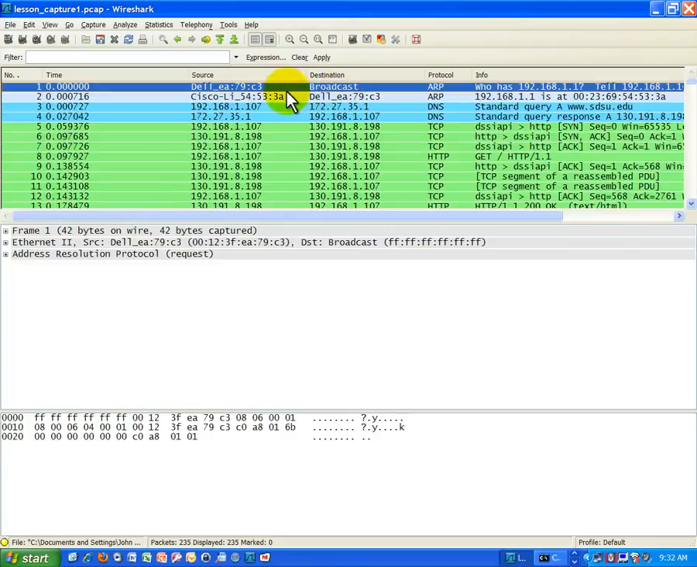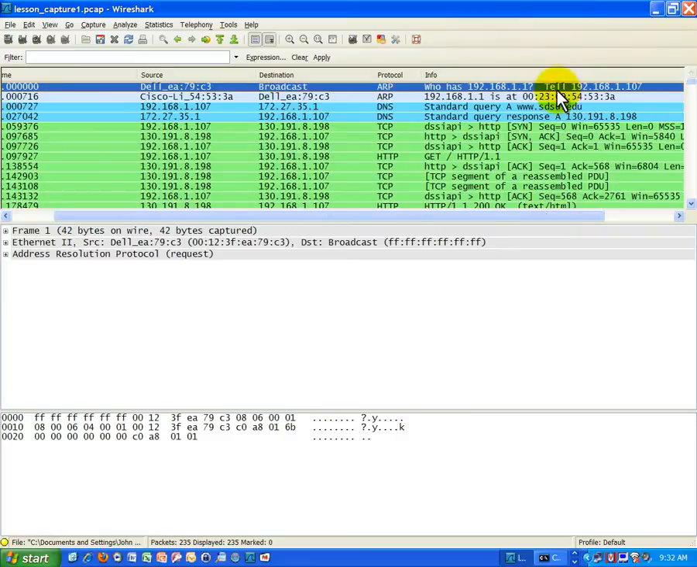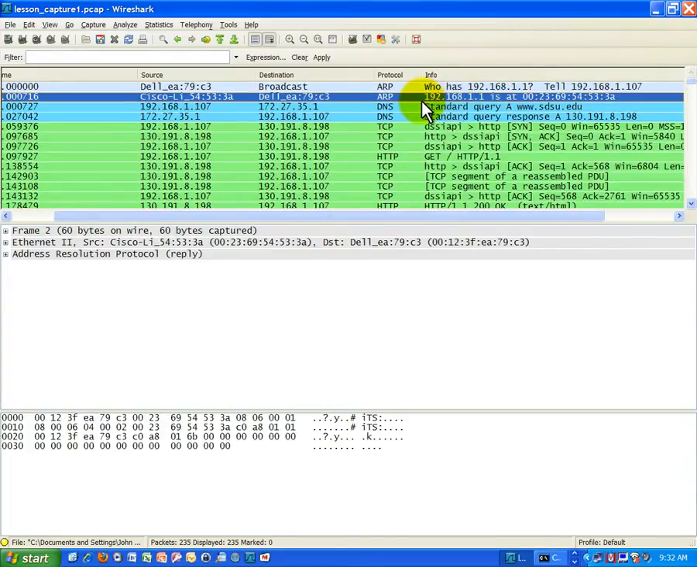The way I find it is I send a frame out to the entire network. That's why this first frame or packet is a broadcast. And I'm saying who has 192.168.1.1. And then it says here in the summary, tell 192.168.1.107. Well, guess what? That's me. So I'm asking the entire network who has this IP address, and whoever does, send it back to me. In this second frame, that's what happens. The gateway receives that packet because it was sent to every computer on the network. That's basically what a broadcast is.